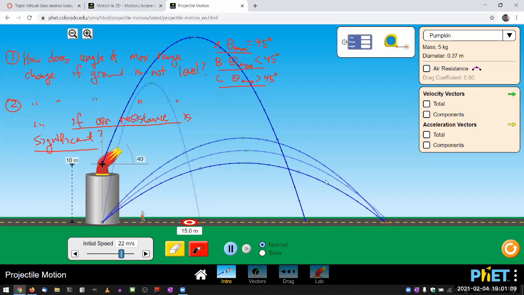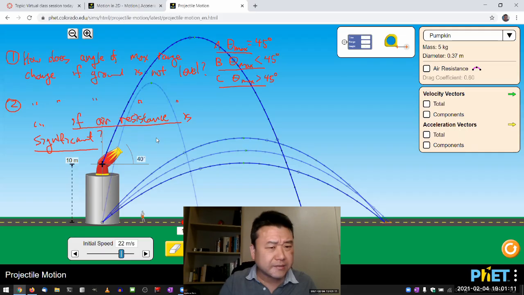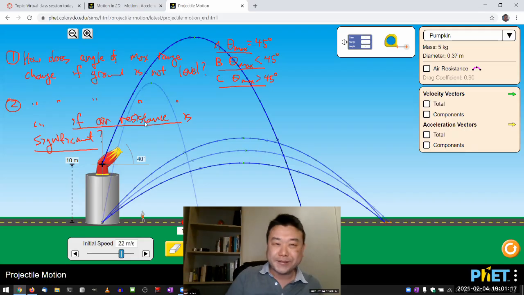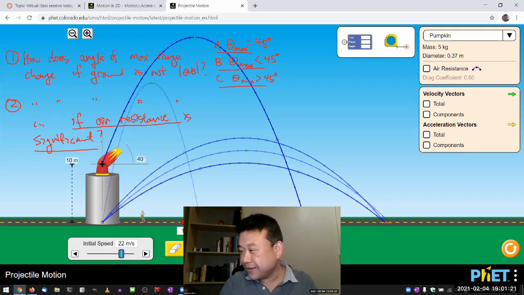So I guess I'm out of time to do any air resistance stuff. So I'm not doing that, but the point of me showing this simulation is so that you can play with it for yourself. Let me just get rid of my annotations here.